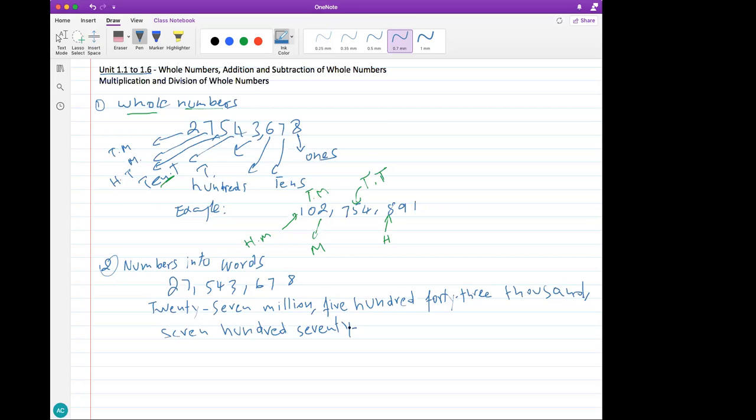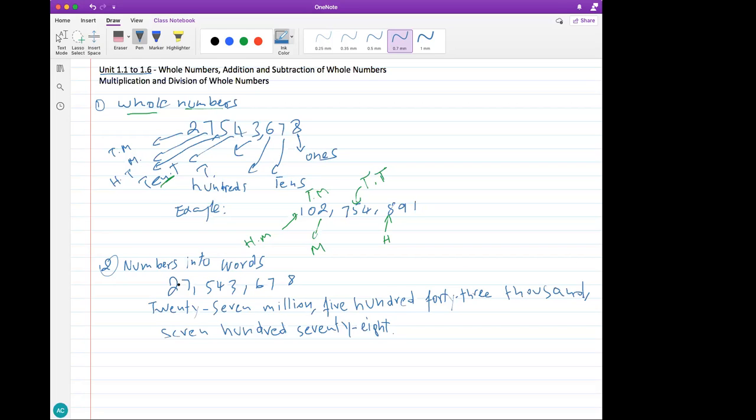Seventy. Then you want to put that little dash. When you have 25 or 43 or 27, there's a little dash or hyphen between the numbers. So 27, 78. And that's basically your number.